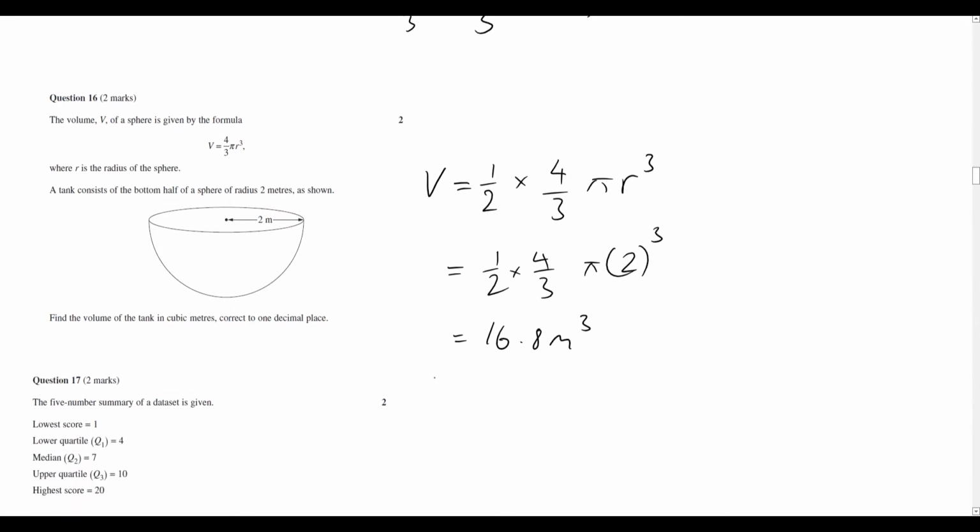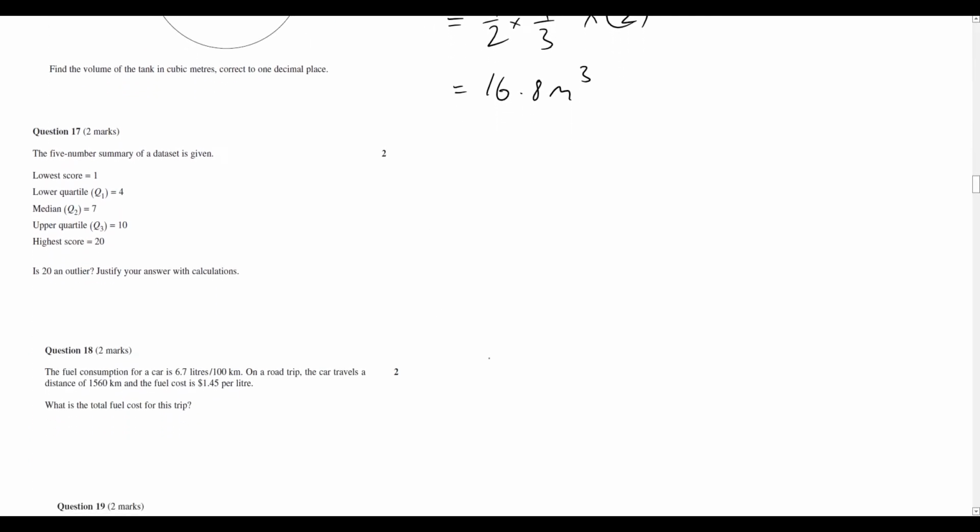All right, question 17. Let's get to it. The 5-number summary of a data set is given. So we've got our lowest score, our lower quartile, our median, our upper quartile, and our highest score. They've asked us, is 20 an outlier? And we need to justify our answer with calculations.